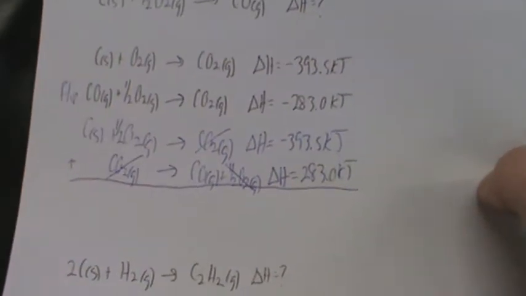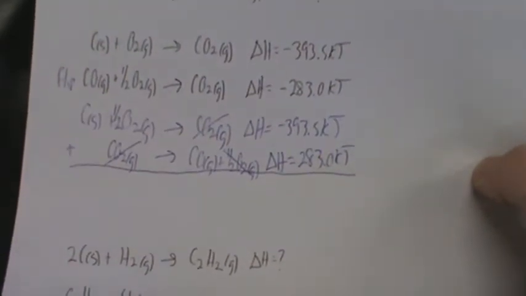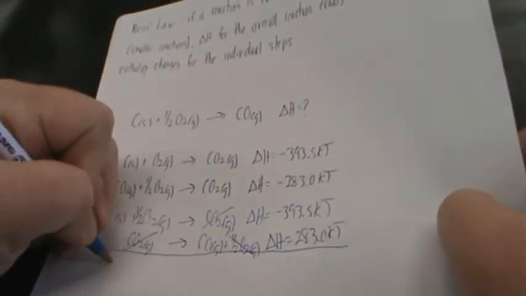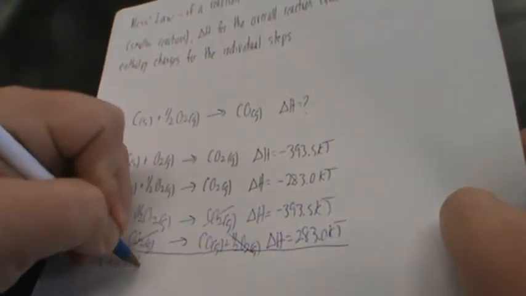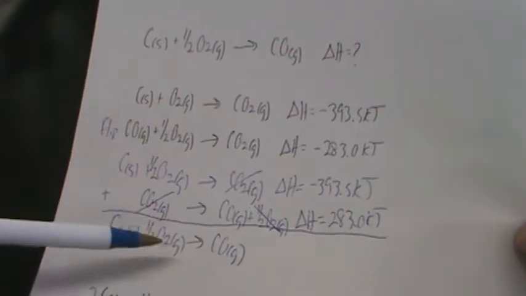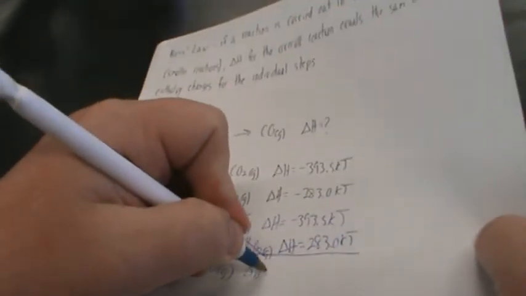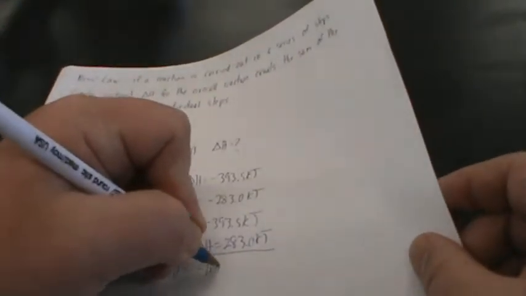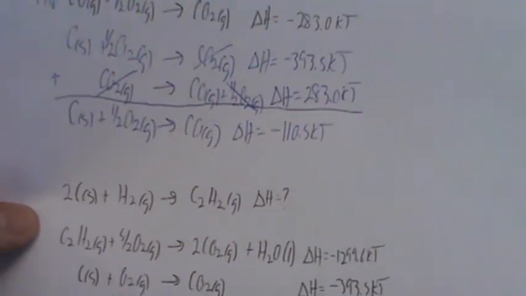Once we're done canceling out or reducing, what we should have is the overall reaction that we're trying to find: carbon solid plus 1/2 O2 gas yields CO. So we do have our overall reaction again, and to find our change in enthalpy, all we have to do is add up those numbers. We're going to add up negative 393.5 plus a positive 283, and we come up with negative 110.5 kilojoules of heat.